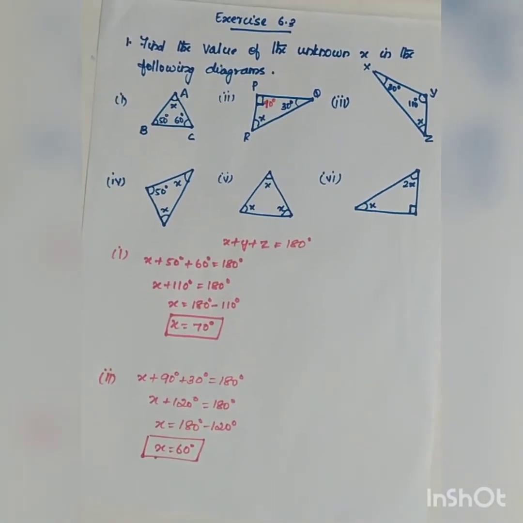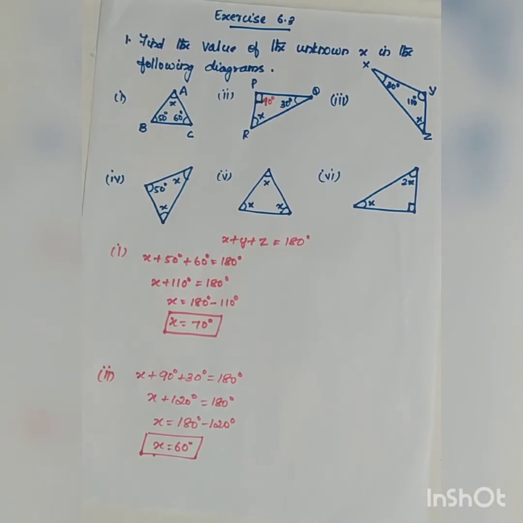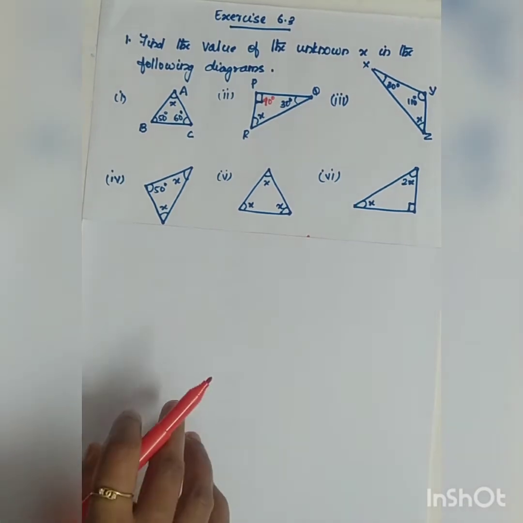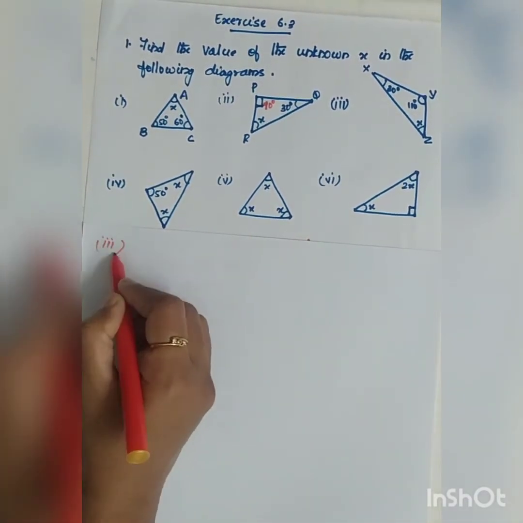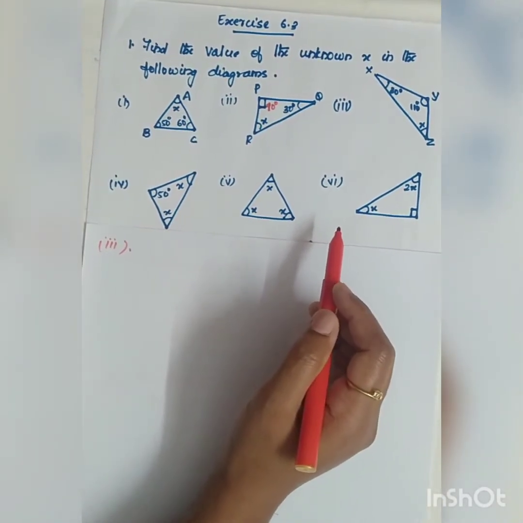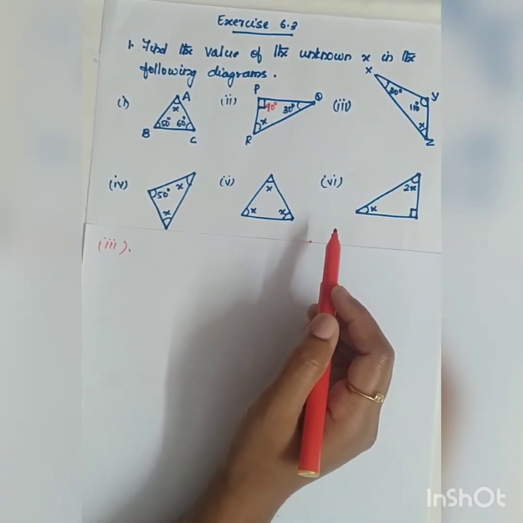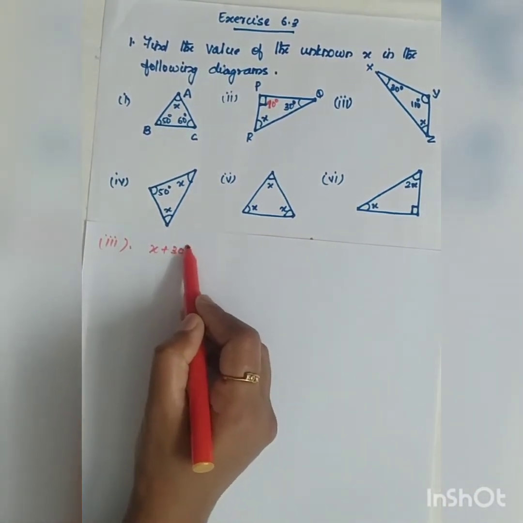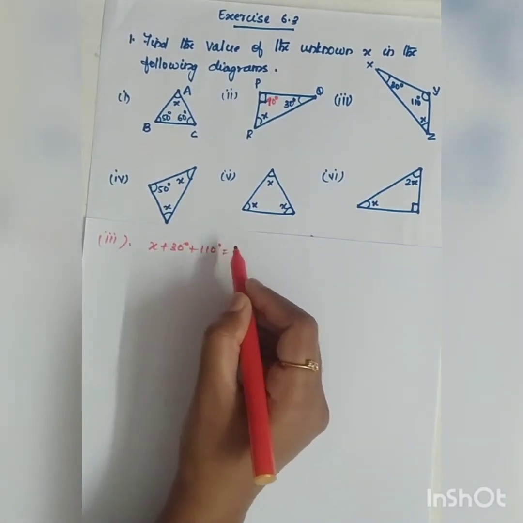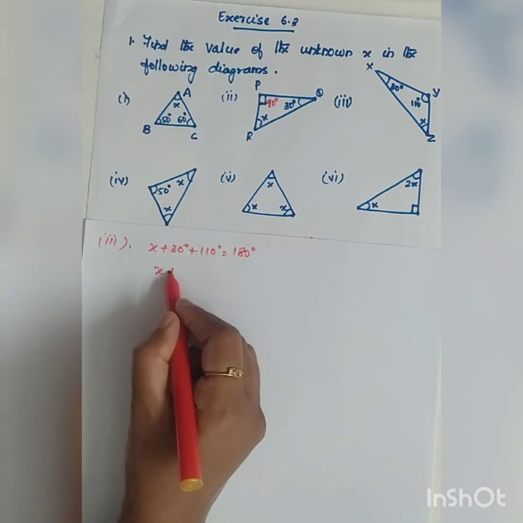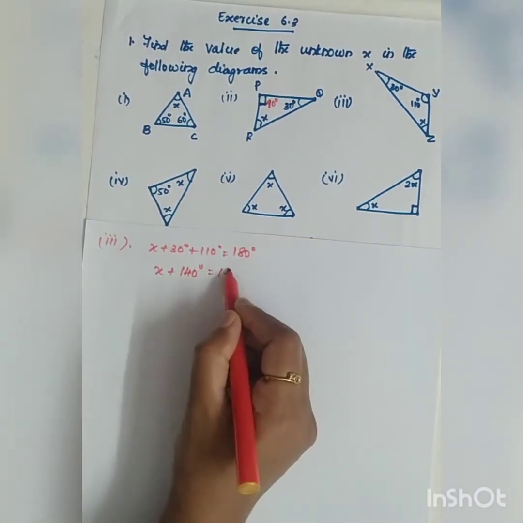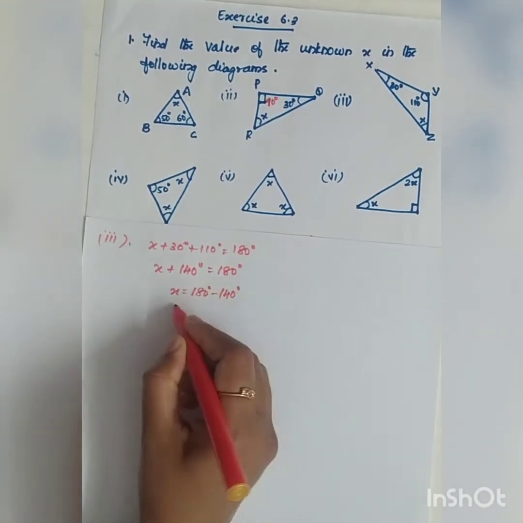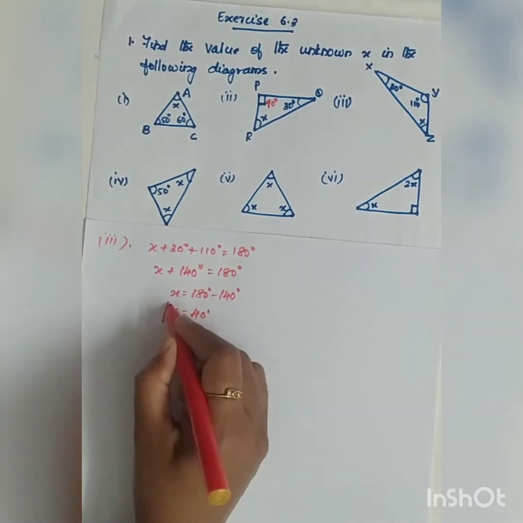So we'll take another paper. Moving on to the third question. So what is the third question? We have the three angles x, 110 degrees and 30 degrees. When we apply the angle sum property, we get x plus 30 degrees plus 110 degrees is equal to 180 degrees. So x plus 140 degrees is equal to 180 degrees. Therefore x is equal to 180 degrees minus 140 degrees. Therefore x is equal to 40 degrees.